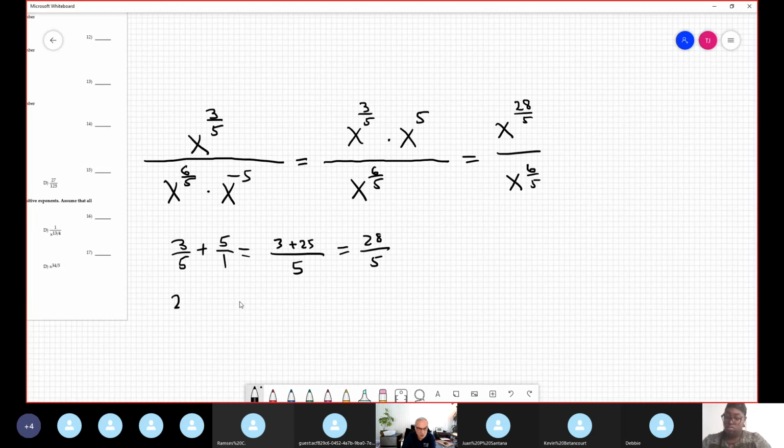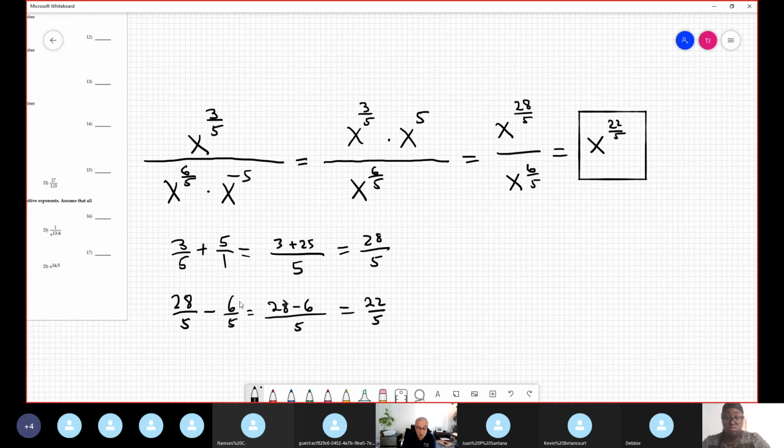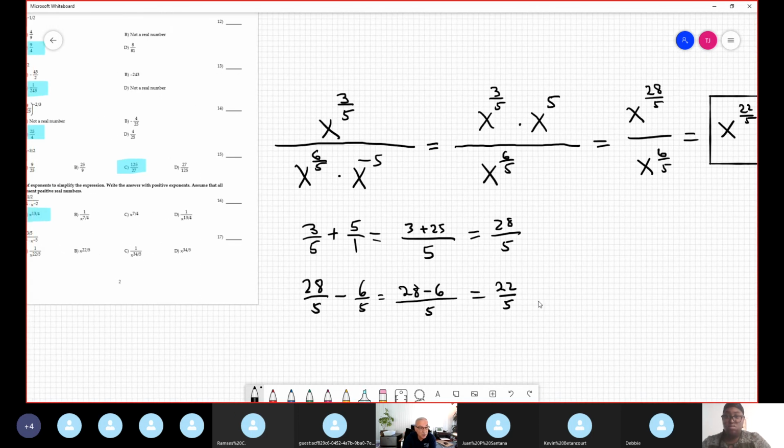But this is easy. Why is it easy? Because we have the same denominator. It's subtraction. Minus 6 over 5. When there is the same denominator, you don't need to find the LCD because you're just subtracting the numerators. And 28 minus 6 is 22. The final answer is x to the 22 over 5. And leave it like that because they want you to express the final answer in this case as a fraction exponent. Okay, it is B.